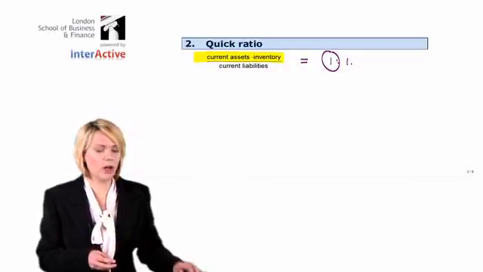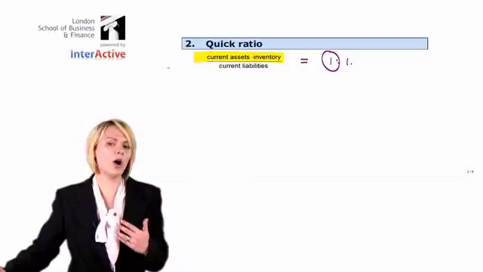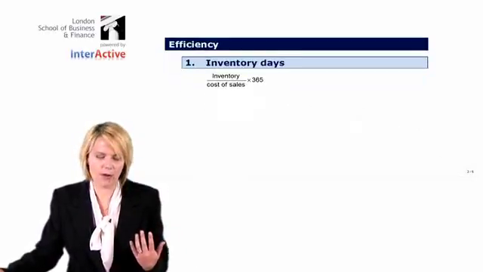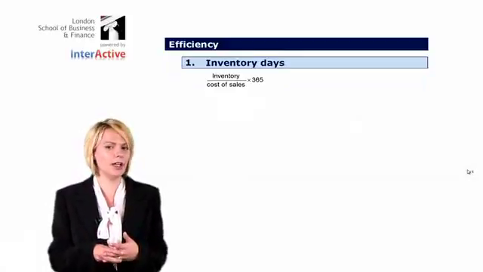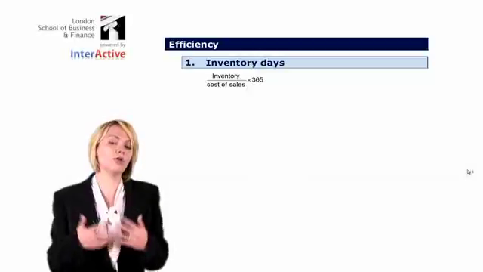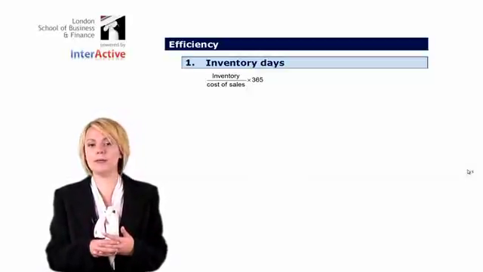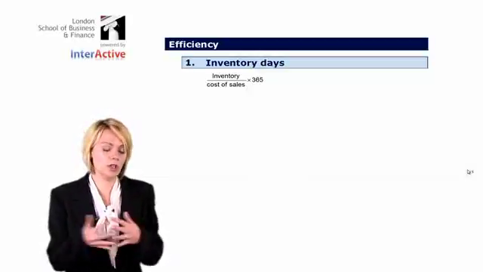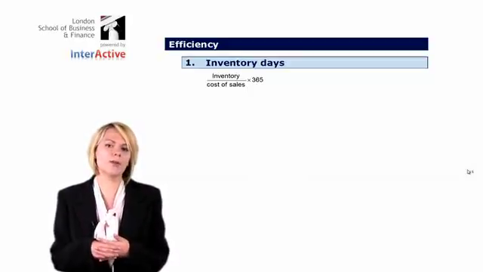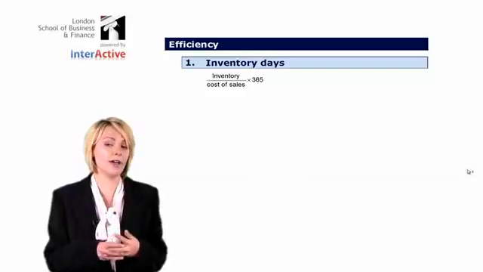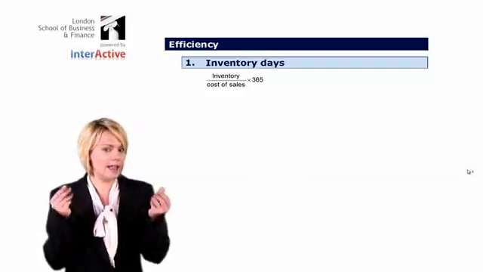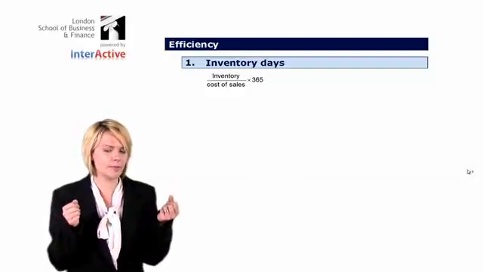Okay, moving on then, we're going to have a look at our efficiency ratios. Now, how efficient is management in turning inventory into cash? In other words, how long do we need to keep inventory in the business? We're going to start off with the inventory days. Now, this is going to express the number of days on average a business holds inventory before selling it and then generating the cash.